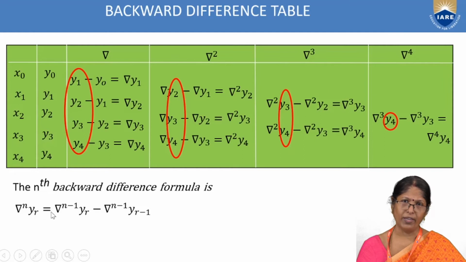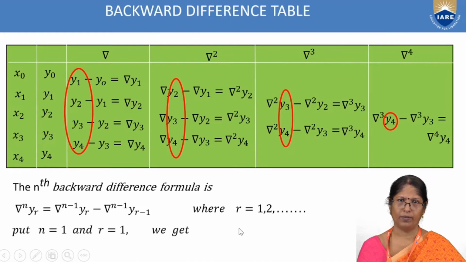Del power n yr equals del power n minus 1 yr minus del power n minus 1 y r minus 1, where r takes the values from 1 onwards. Now we can put n equal to 1 and r equal to 1 in the above formula. Wherever n appears we substitute 1, and wherever r appears we substitute 1.